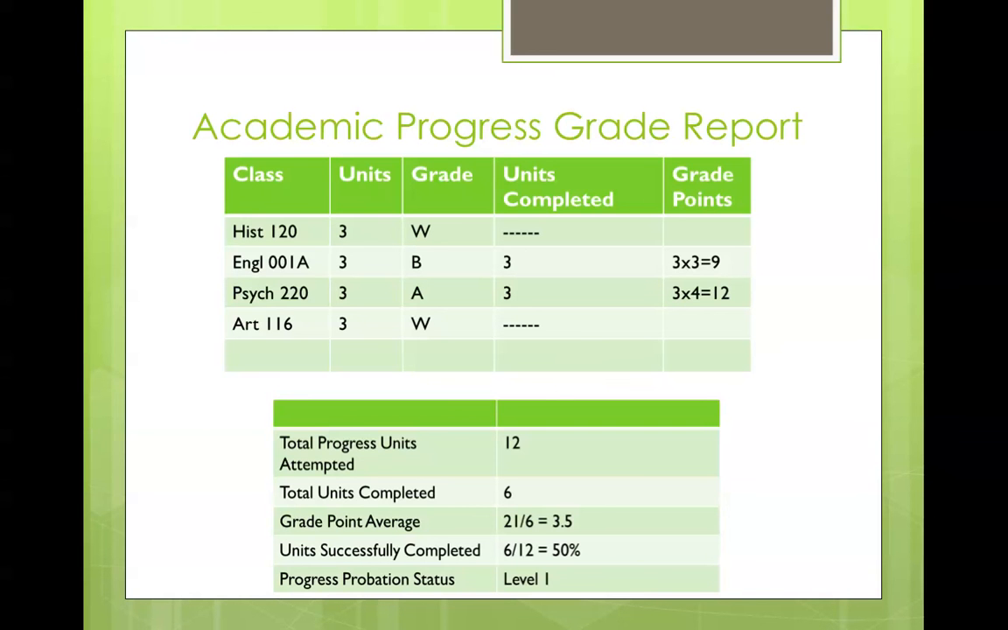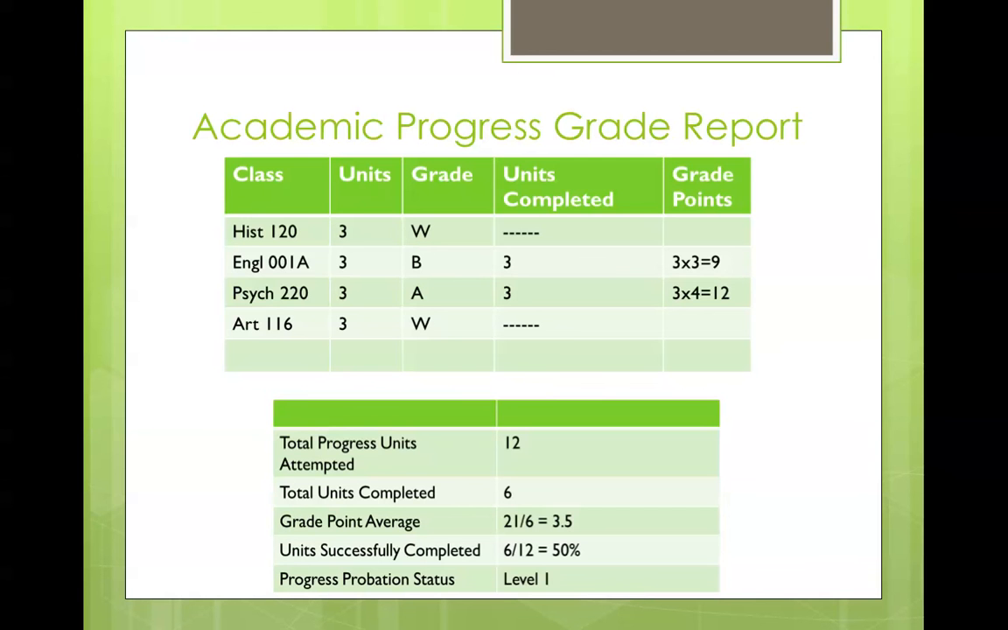Psych 220 is 3 units, grade is A. Units completed 3. So on the grade points, you take 3 units times A, which is 4. 3 times 4 is 12. So what you do is total progress units attempted for this given semester. You add all the units. That's 3, 6, 9, 12. That's total progress units attempted.